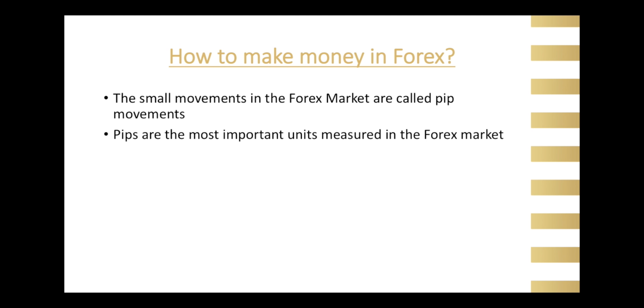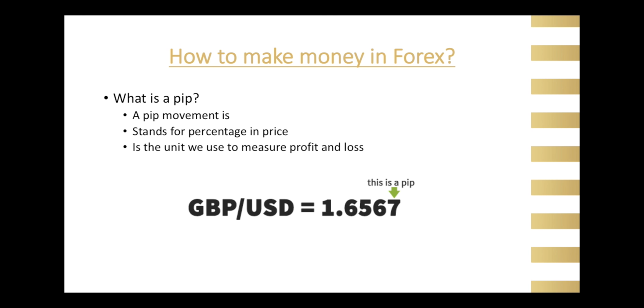Now the small movements in the Forex market we refer to as pip movements. Now pips are the most important unit in the Forex market. The main reason for this is how most traders calculate their profit and loss, and also how they balance their risk and reward to make sure that they have good management around their risk and are not too exposed in certain trades. Now pip in general stands for percentage in price, but that's not really important. What you need to understand is how to calculate a pip and what a pip actually is.